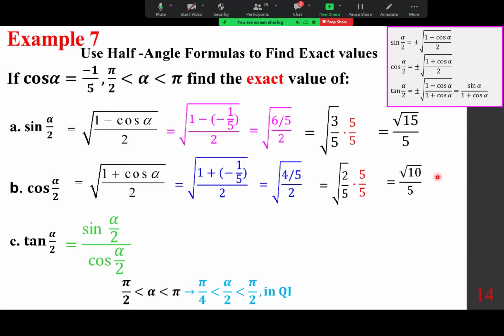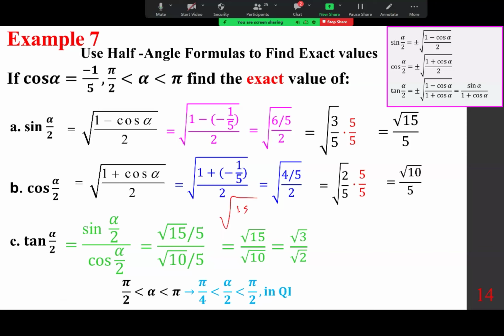Sine alpha over 2 over cosine alpha over 2. And of course, the denominators cancel each other. We get square root of 15 over 10. And I hope you recognize you can write this as square root of 15 over 10 and then square root of 3/2. You can recognize that as one root.